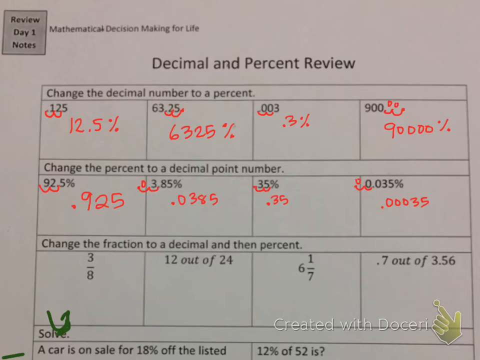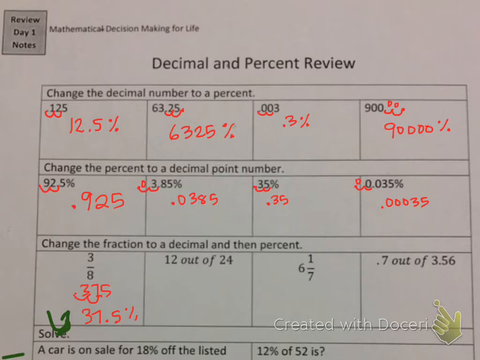Alright, these next ones ask you to do the same thing, change the fraction to a decimal and then change it to a percent. So what you're going to do is the division on your calculator. You can put 3/8 on your calculator as a fraction or just do it with the division key. When you do that, you get 0.375. Then move it 2 places to the right to change it to a percent. So it's 37.5%.